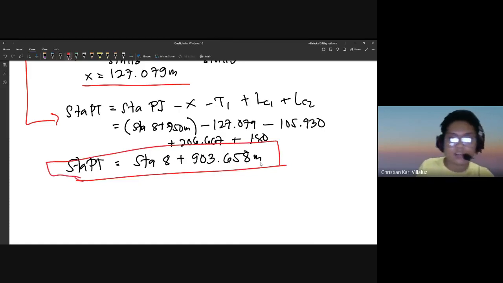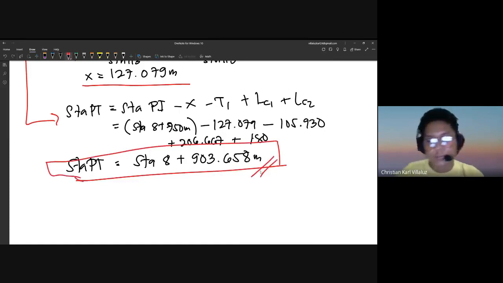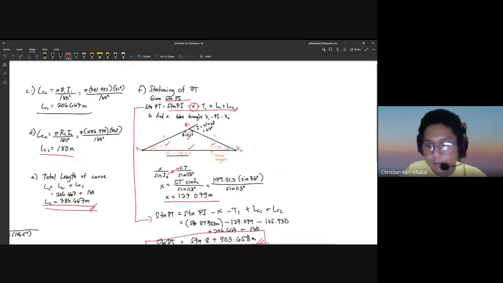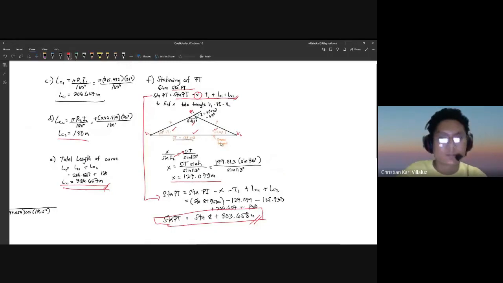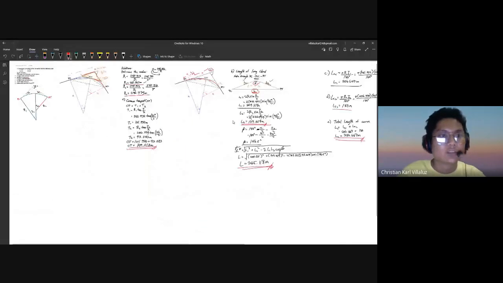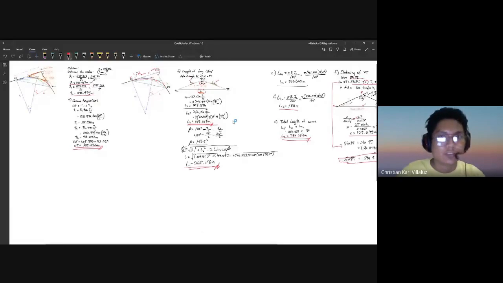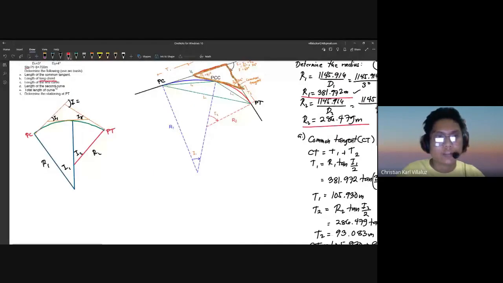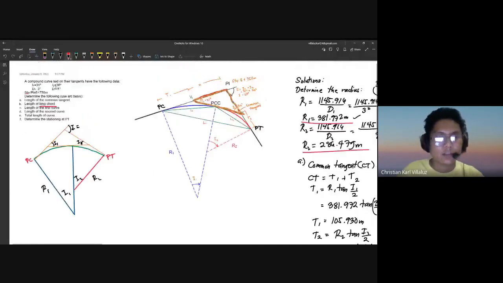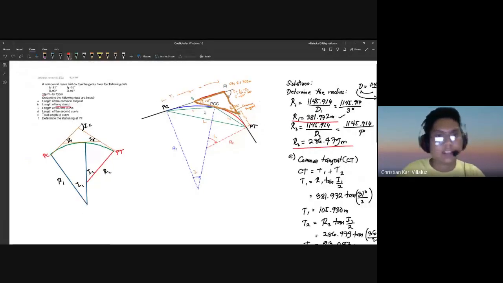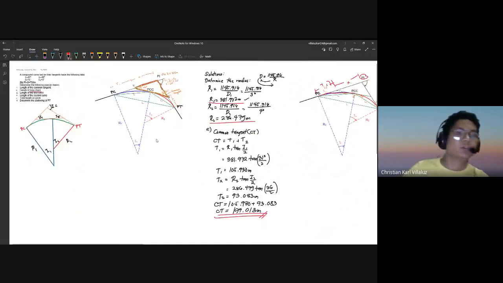So, that's your answer for stationing of PT. Okay? So yun na yung sagot sa lahat ng tanong dito sa problem na to. Medyo mahaba lang yung solution. But lahat ng application lang naman na ginamit natin dito dun sa mga additional solution is just plain trigonometry. So the rest, nakabase na sa formula dun sa simple curve. Okay?